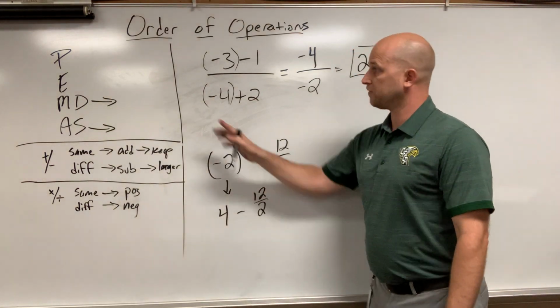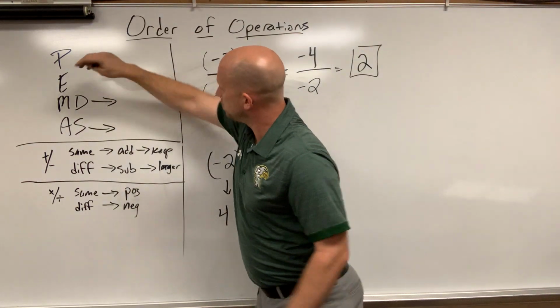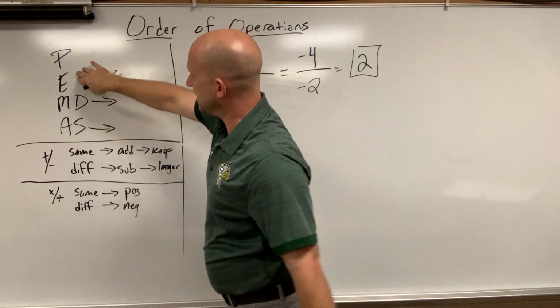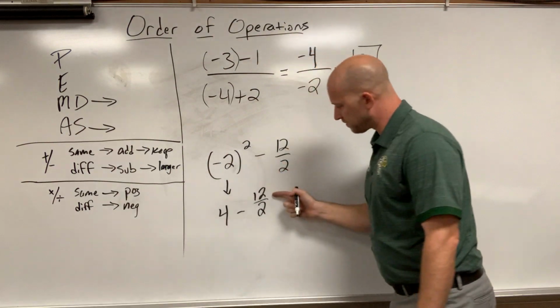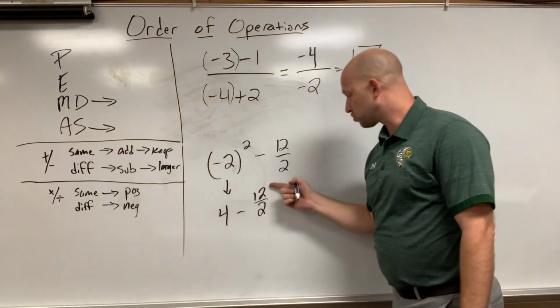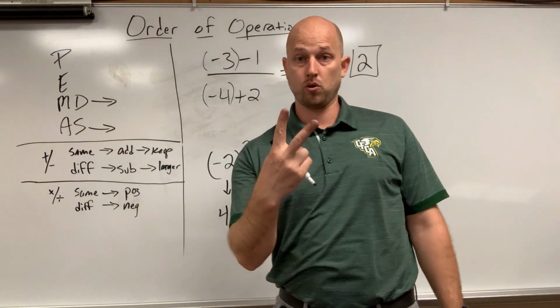And then, so again, if you look over here, parentheses, exponents is the E. So we did the exponents. Now you need to multiply or divide. Well, we have division right here. So 12 divided by 2, how many times does 2 go into 12?